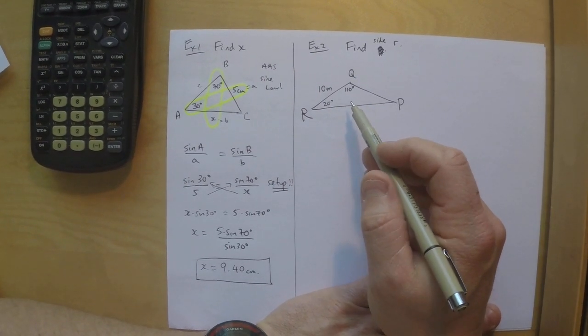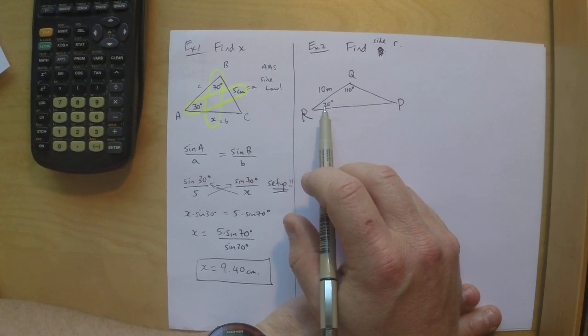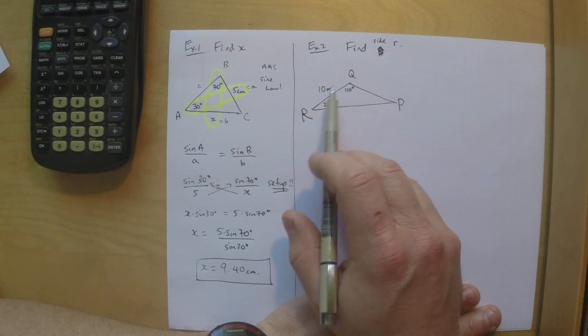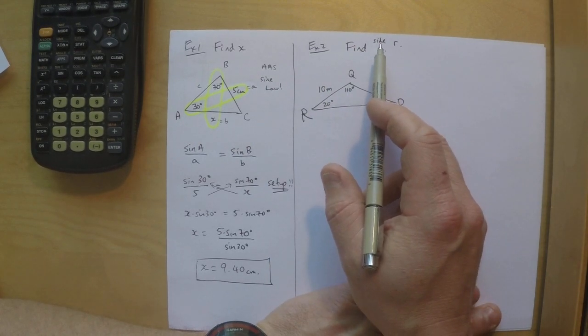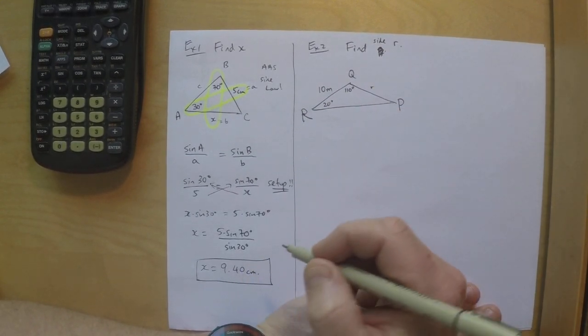Okay, next example. I've got triangle PQR. Angle R is 20, angle Q is 110. The length between R and Q is 10 meters. They want us to find side little r. And remember, little r is across from big R, so there's what I want.